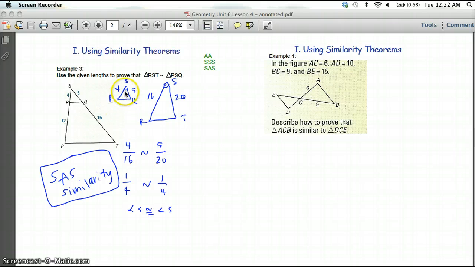So let's look. We've got PS, and we're going to put that over the same side on the other triangle, which is SR. So 4 over 16 is equal to 5 over 20. Let's divide each by 4, which gives us 1 over 4, and divide each of these by 5, which gives us 1 over 4. So their sides are proportionate, and they've got an angle that is congruent. So we can say that these two triangles are similar based off of the side-angle-side similarity theorem. So go ahead and do example number 4 on your own.